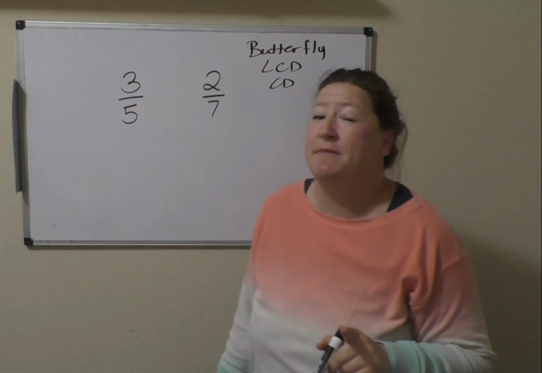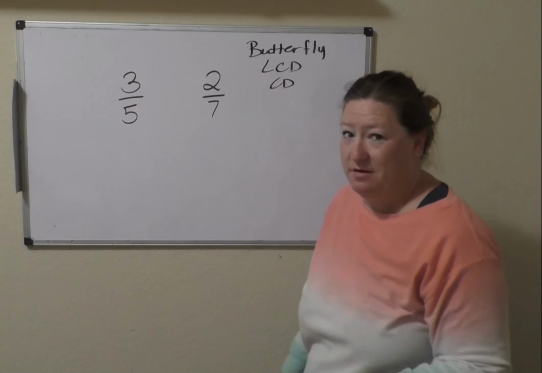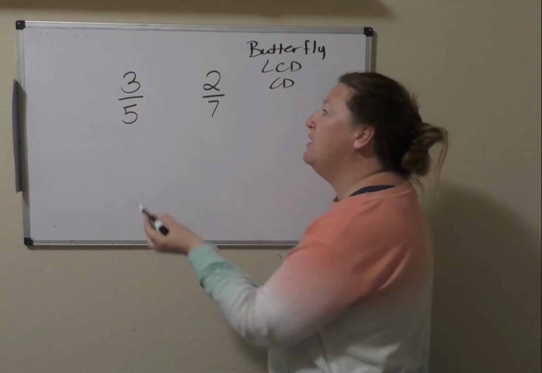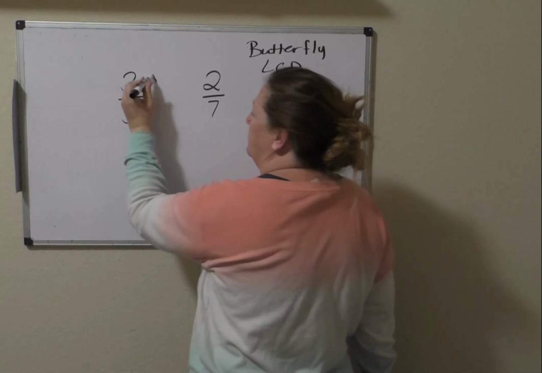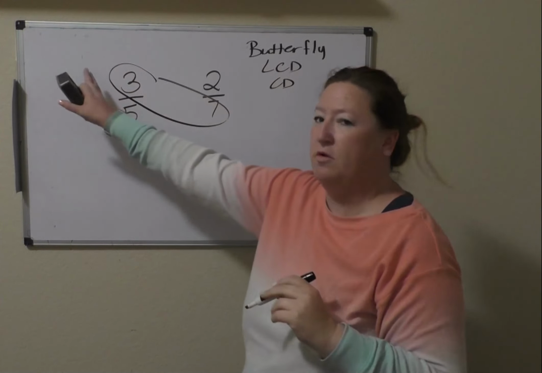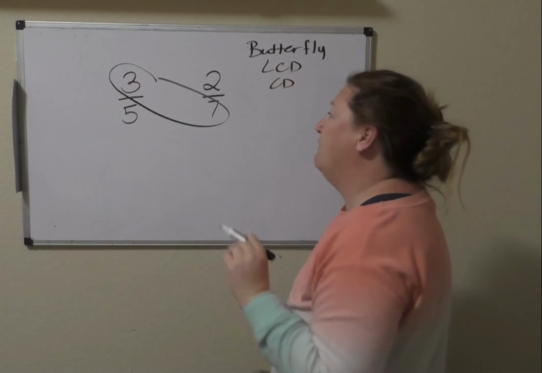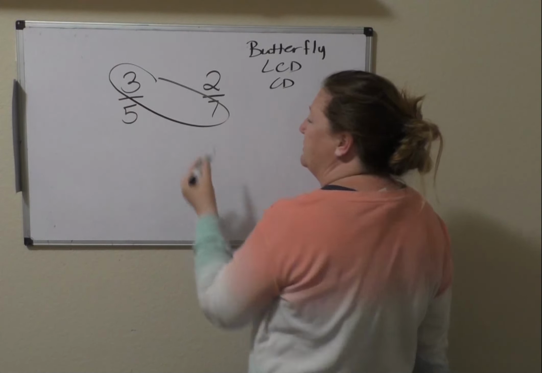different ways that we can compare fractions. The first way is called the butterfly method. With the butterfly method, I'm just going to multiply my numerator by the denominator of the opposite fraction. So I would say 3 times 7.